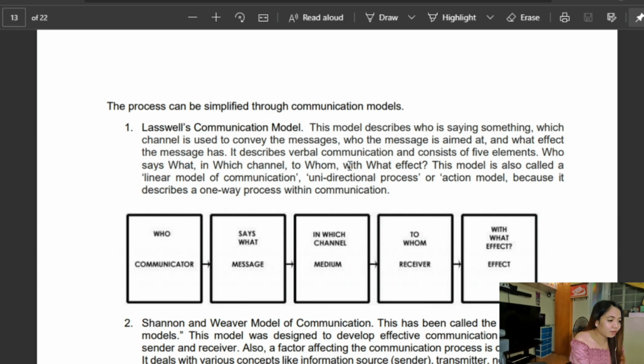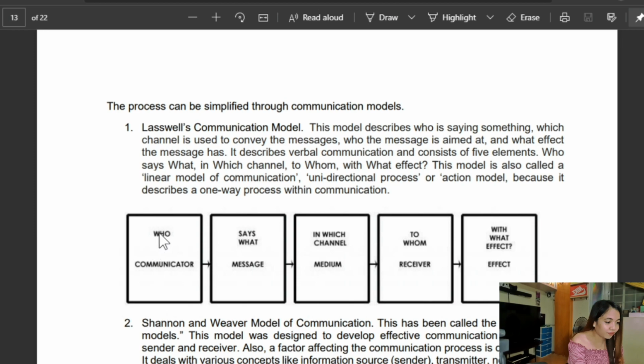It describes verbal communication and consists of 5 elements: who says what, in which channel, to whom, with what effect. So this model is also called a linear model of communication or unidirectional process because it describes a one-way process within a communication. So you notice, one-way lang talaga siya.